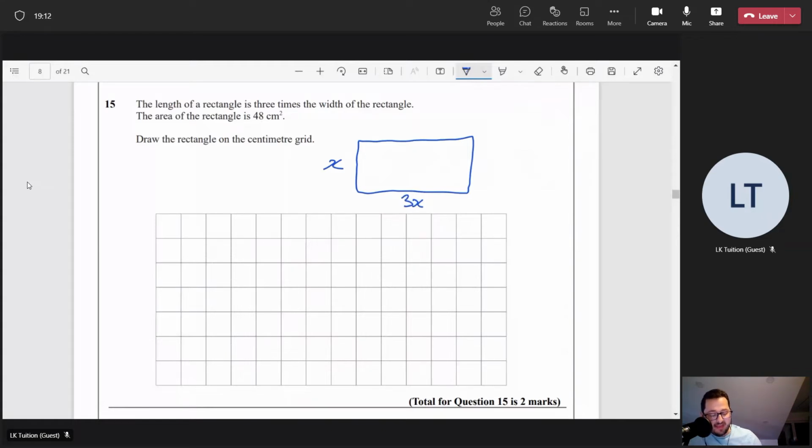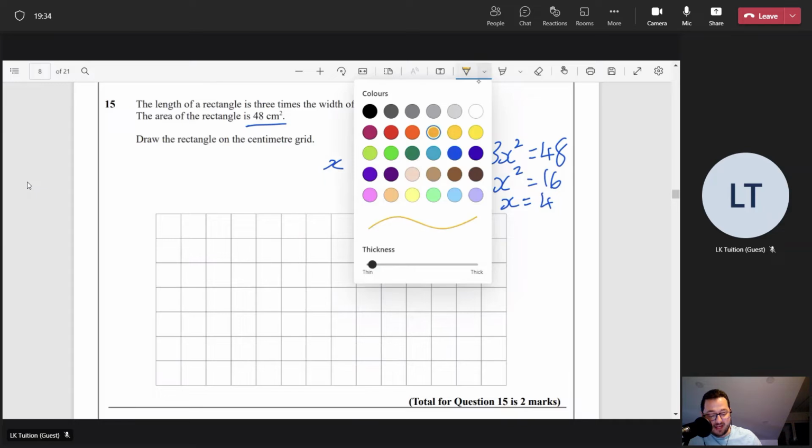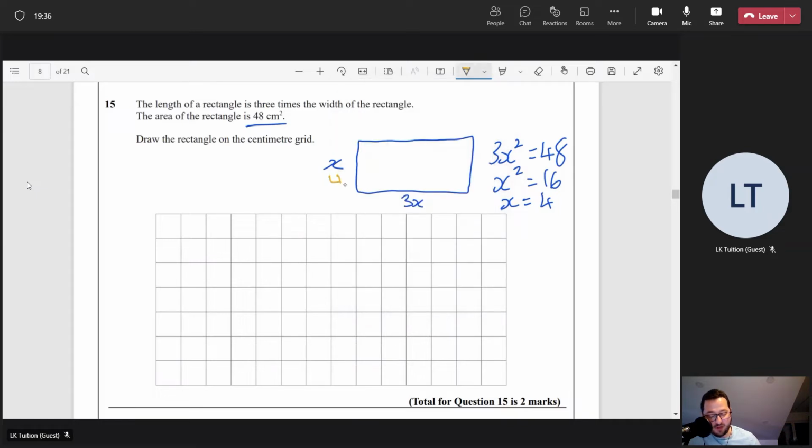All right then, and then what we want to do is just write down the area. Well, it's base times height. So x times 3x is 3x squared, and that is 48. If we divide by 3, we're going to get that x squared is 16. And then if you square root it, you're going to get that x is 4. So in our little sketch, we're going to have that this is 4 and this is 3 times 4, which is 12.